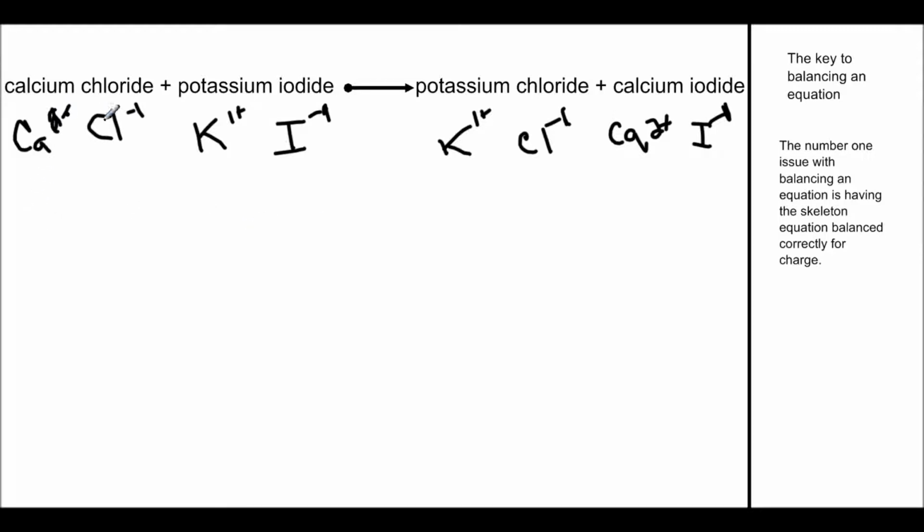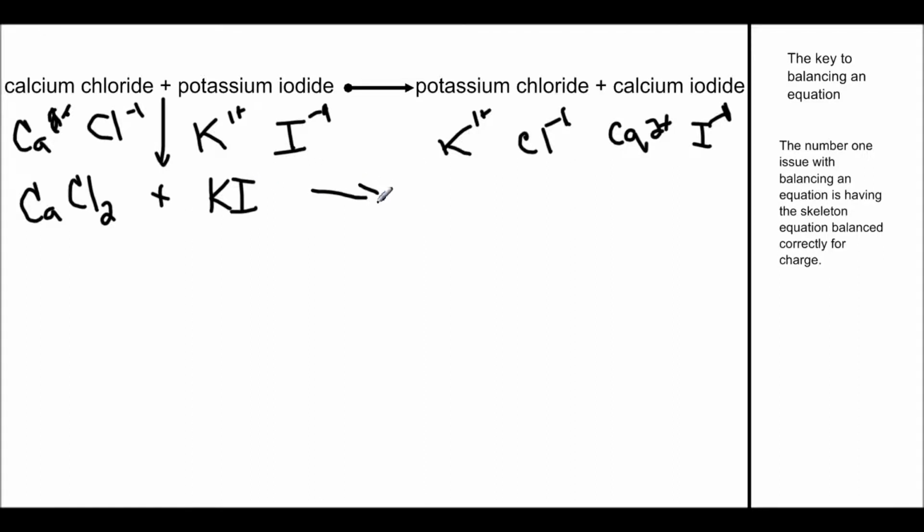So +2 and -1 means that I need 2 chlorine for every 1 calcium. So when I write out the compound, it's going to look like this. Calcium chloride with 2, okay? Then we have, I'm going to bring down this plus sign. Then we have potassium and iodine. Now they're +1 and -1, which means I don't need to do anything. They balance each other quite nicely for charge.